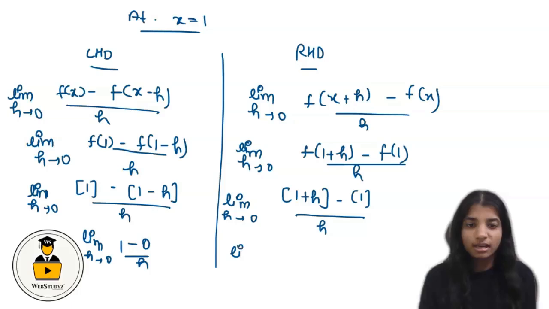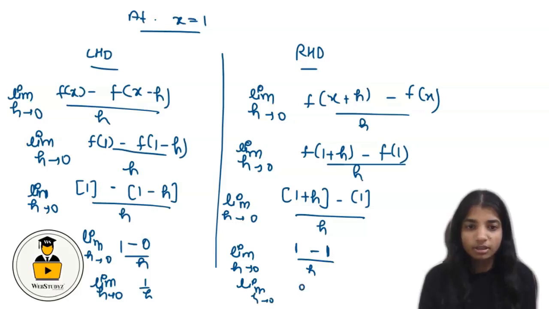So this becomes 1 divided by h. In the same way, the greatest integer of 1 plus h will be 1, minus the greatest integer of 1, which is 1, divided by h. So this is the limit as h tends to 0 of 1 divided by h, and the limit as h tends to 0 of 0 divided by h. Plugging in h as 0, the first becomes 1 divided by 0, and something divided by 0 is infinity, and 0 divided by h is 0. So the limit is 0.